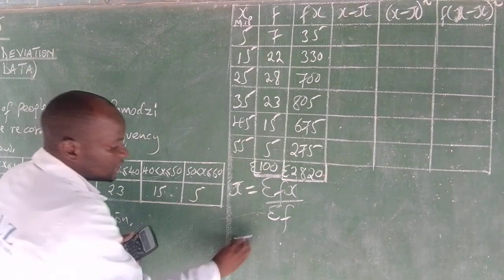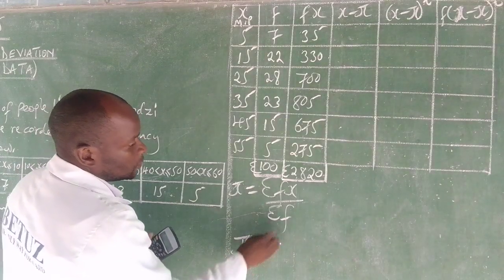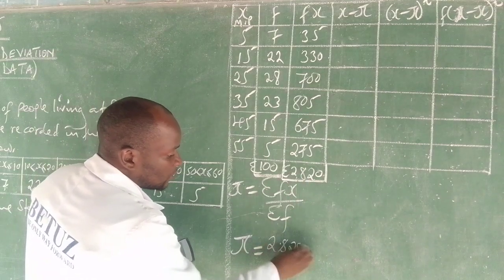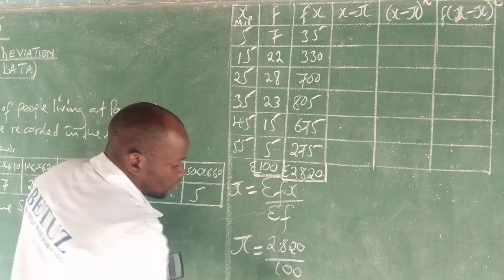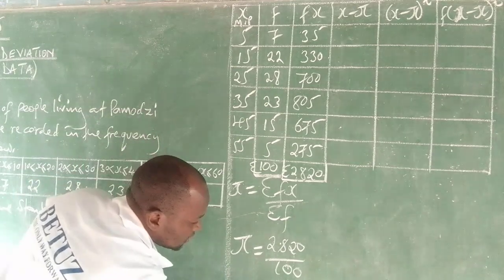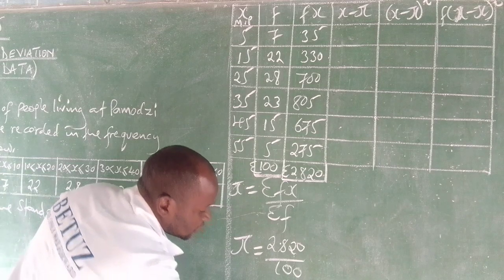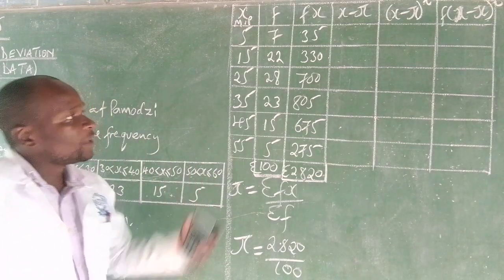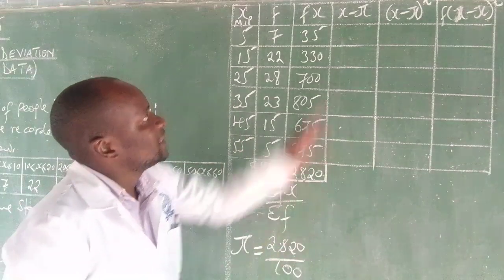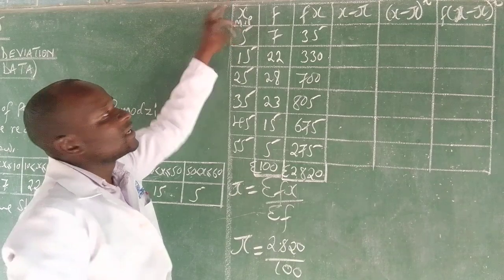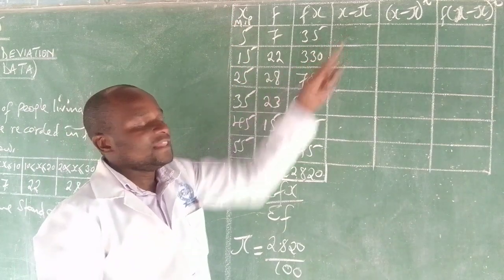So now the mean will be equal to the summation of fx, that is 2820 divided by 100. Therefore, the mean is equal to 28.2. After finding the mean, our table tells us to find x minus the mean. So we take each value of x and subtract the mean from it, and then we write it there.